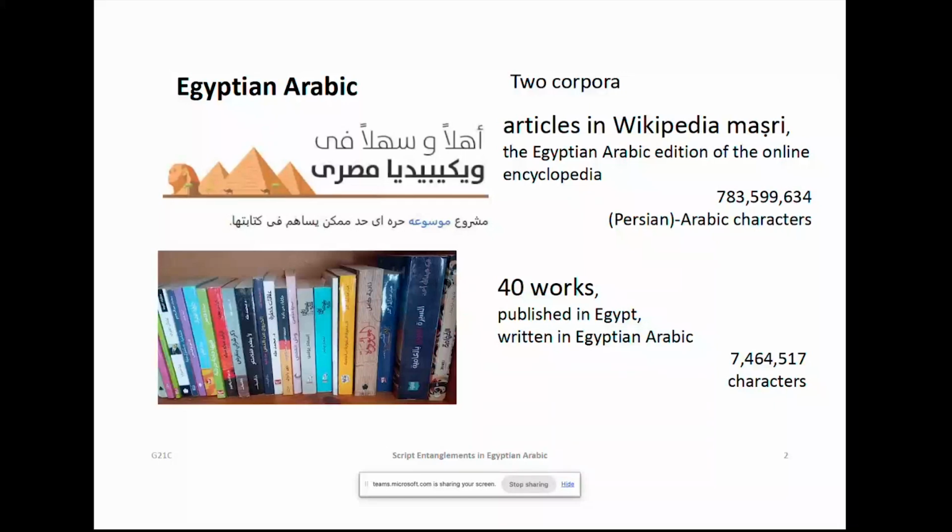First, the file containing the version of each article in Wikipedia Mastery, the Egyptian Arabic edition of the online encyclopedia, as of February the 1st, 2024. And second, a corpus of 40 works published in Egypt, from which the partially or fully digitized text has been extracted. Through searches of characters or strings within each corpus, various phenomena are quantified and analyzed.